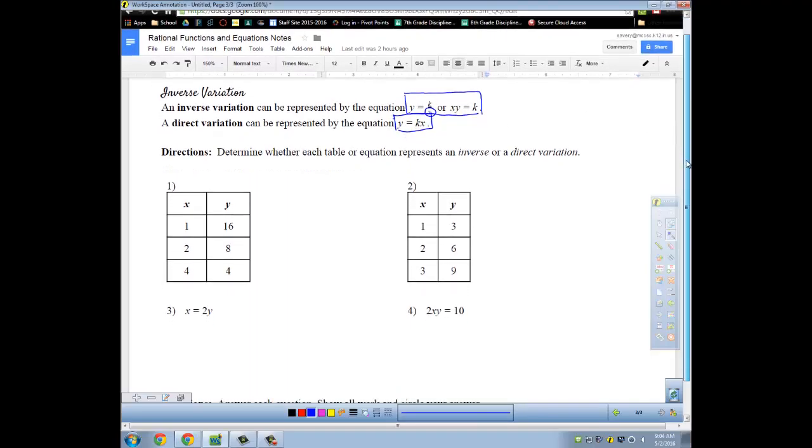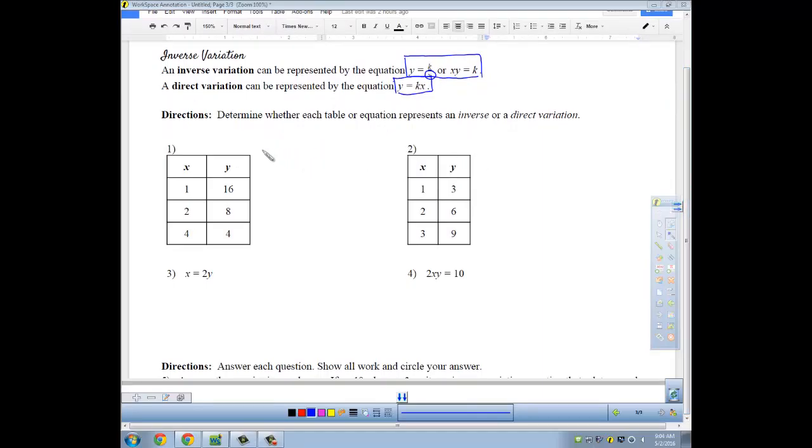So for number one, let's first check inverse variation. Inverse variation looks like this typically. This is what we use more often than the fraction one. So this means x times y is going to give you some number. We want it to always be the same number. So 1 times 16, that's 16. 2 times 8 is 16. And 4 times 4 is 16. Since those were all constant, that means it's going to be inverse variation, because it works for that inverse variation equation that I put at the top.